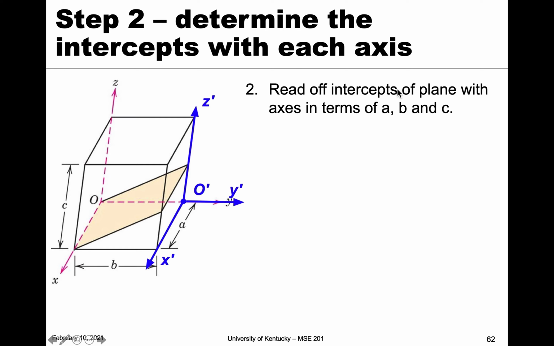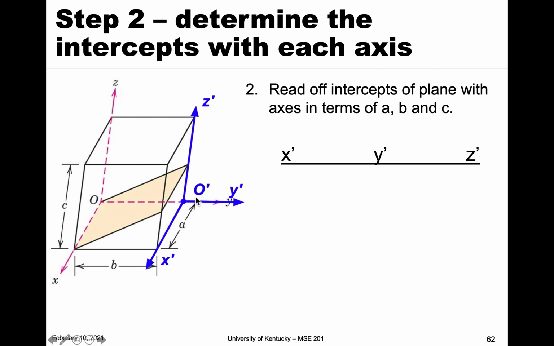Now I'm going to read off the intercepts of the plane with the axes. So these are my axes, and I want to basically identify where it intercepts each of the axes. And so just like I did with directions, I actually make this little table that you've seen before. Here I'm calling it x prime, y prime, and z prime because that's my axis system. So I want to make sure that you're aware that we're doing it based off of this one.